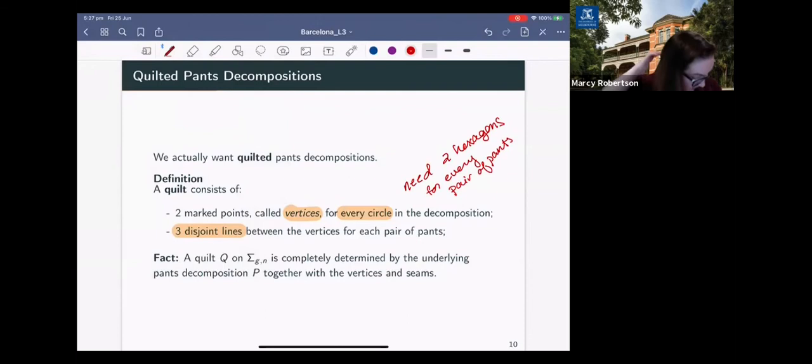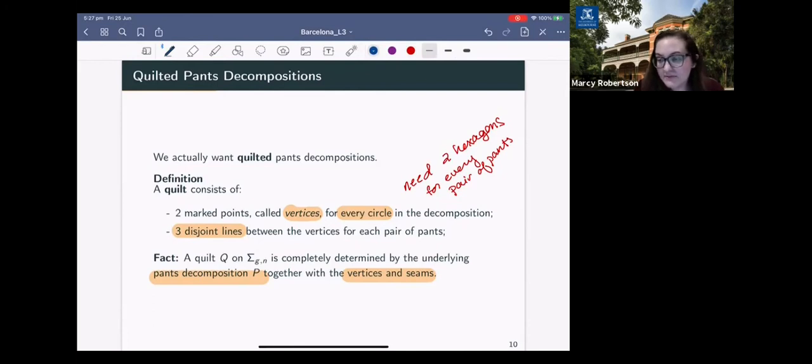Okay, so the good thing about the quilt is that it's completely determined by, first, a pants decomposition of the surface, and then you just mention what the vertices and seams are. So it is a lot of extra data, but you don't have to draw it every time, let's put it that way. It's very good for me. I'm not that kind of topologist. Can't draw these pictures.